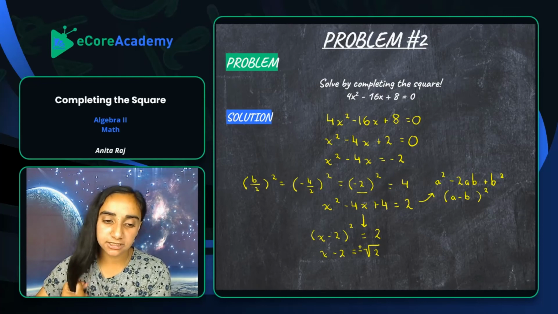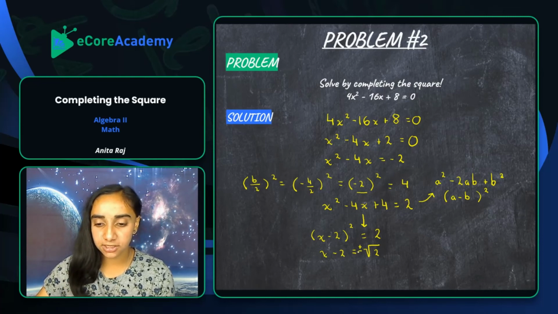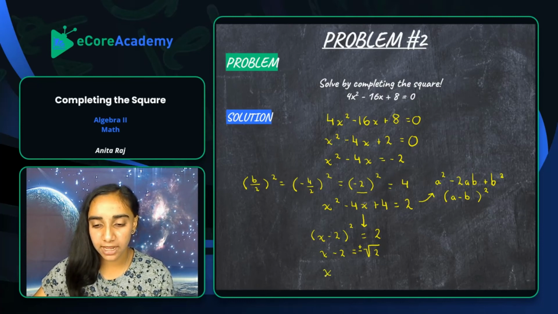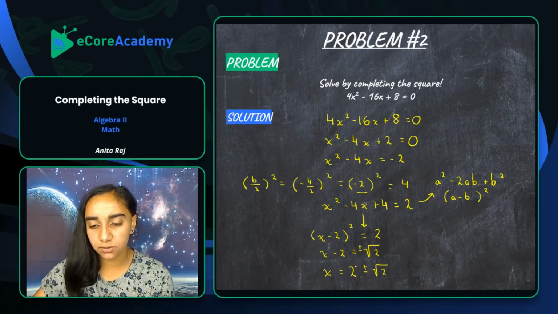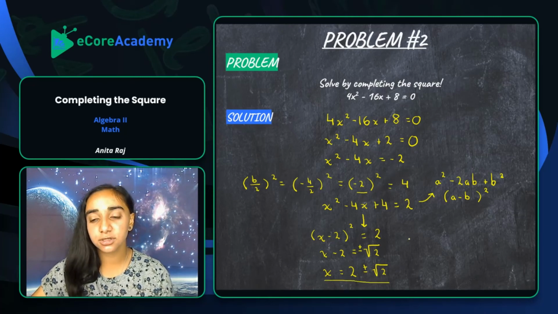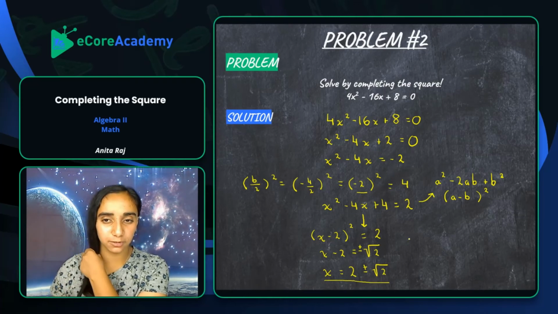Then to get x by itself, you want to add 2 to both sides of the equation because we see this minus 2, we want to get rid of it. So if we add 2 to both sides of the equation, we can rewrite this as 2 plus or minus root 2. So x is equal to 2 plus root 2, whatever that is, or x is equal to 2 minus root 2, whatever that is. And this is our solution. So that is how we use completing the square to solve this problem.